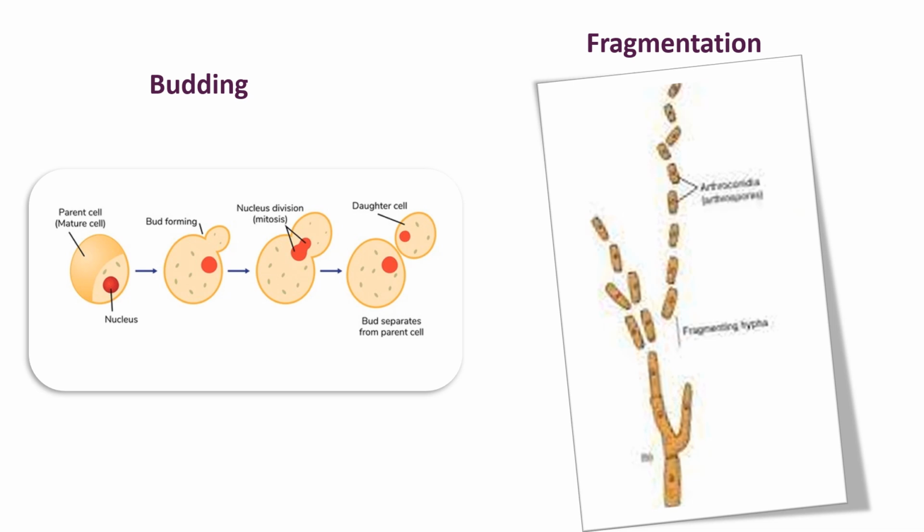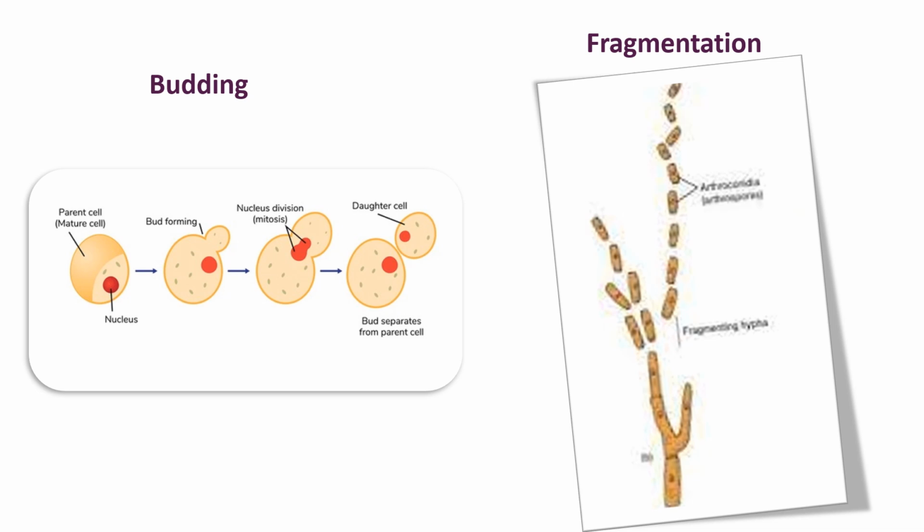Budding. In budding, a bulge will first form on the side of the yeast cell. Then the cell nucleus starts to divide and the bud eventually separates from the parent cell. Here, the offspring is genetically identical to the parent cell.